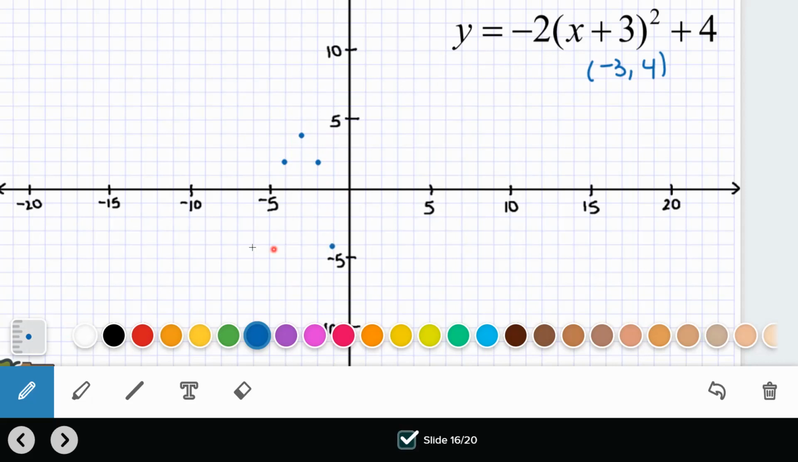So I'm doubling 1 squared. After I square it, I double it. I'm doubling 2 squared, which is 4. I double that 4, I get a -8. Okay, so you're going to square and then double.